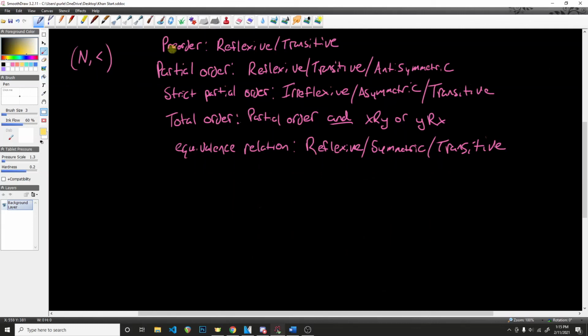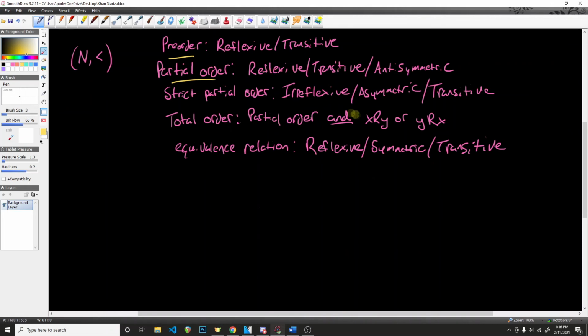So we're going to look at some of these definitions. We have pre-order, partial order, strict partial order, total order, equivalence relationship. In order for a relation to be pre-order, that relation has to be both reflexive and transitive. But if that relation is reflexive, transitive, and antisymmetric, then it would be partial order. If it's strict partial order, it will be irreflexive, asymmetric, and transitive. If it is a total order, it will be partial order, basically meaning reflexive, transitive, and antisymmetric.